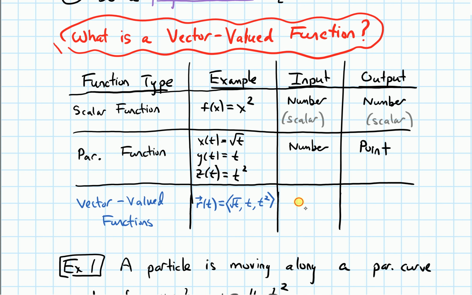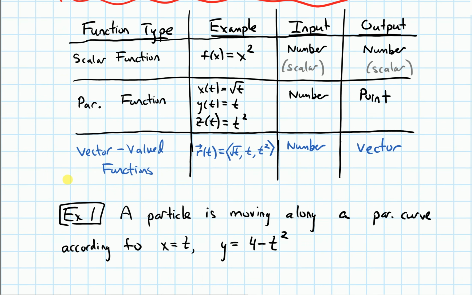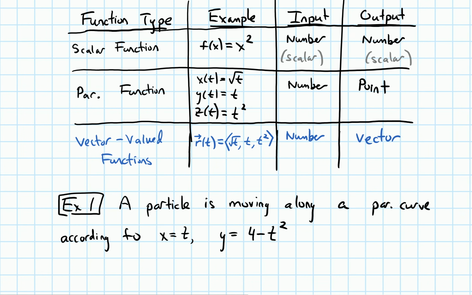In this function, I'm still plugging in a number for t, but what I get out is now a vector. And the fact that I get out a vector is what makes this a vector valued function. All right, so let's do an example where I try to motivate why we might be interested in having vector valued functions and what they can do for us.